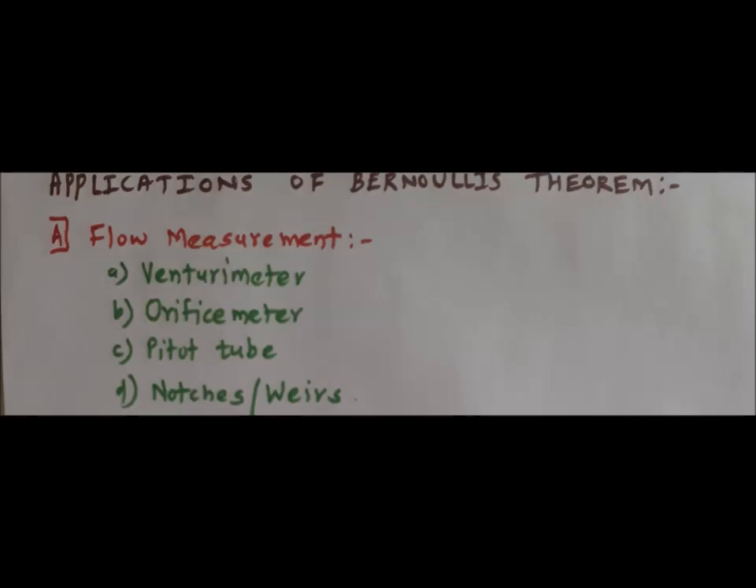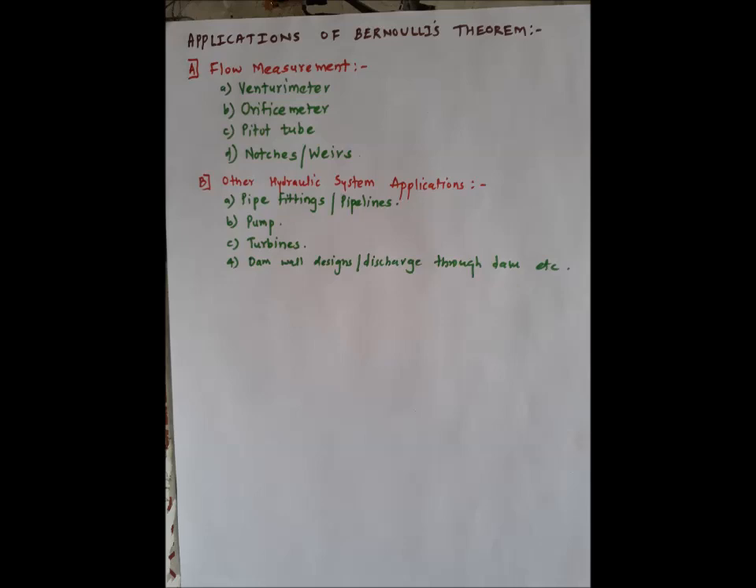discharge can be measured. Notches are generally used for measuring leakage through dam walls, while weirs are used to measure discharge through dams in case of flooding, or discharge in rivers whenever it is required for irrigation as well as for the purpose of drinking. Other applications include pipe fittings and pipelines.